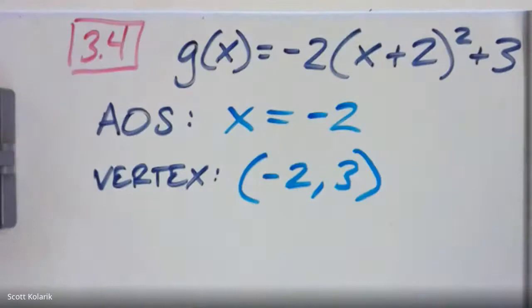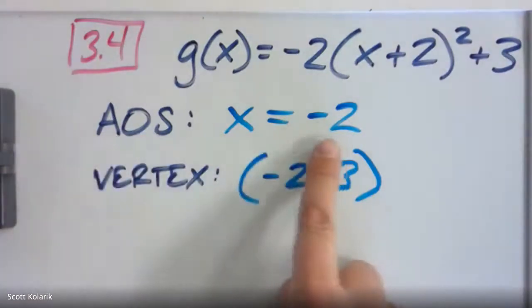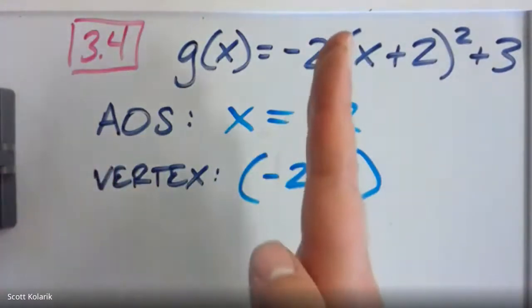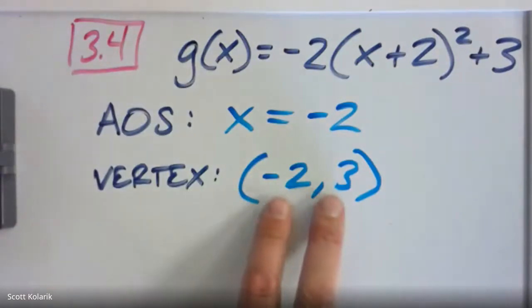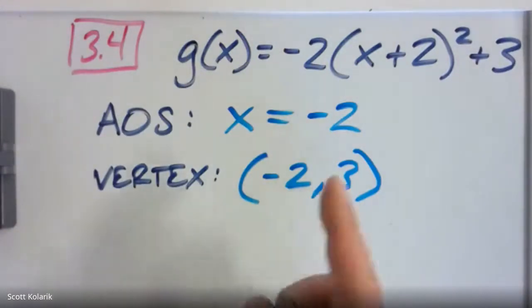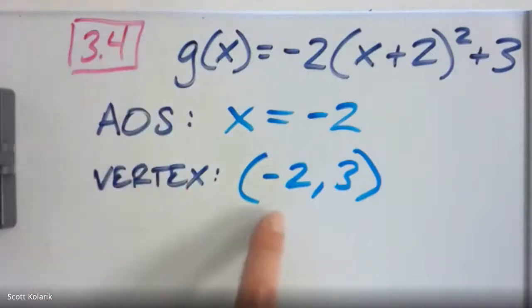And so from the perspective of how to go about graphing this quadratic function, I would identify where the axis of symmetry was. So it would be a vertical line 2 units to the left of the y-axis. And then along that axis of symmetry at -2, +3, that would be the actual location of the vertex of this parabola.